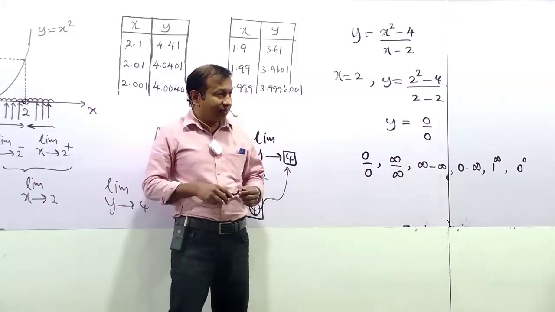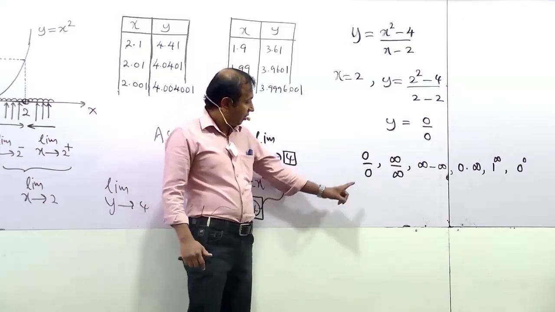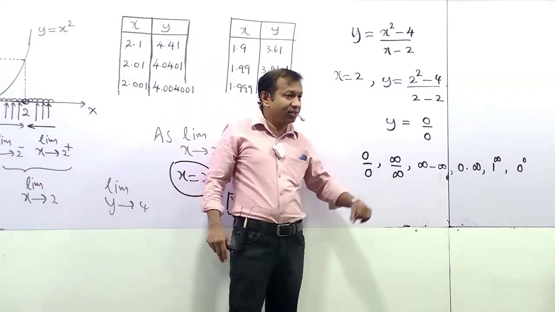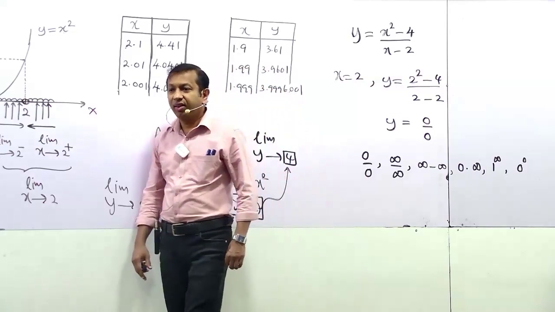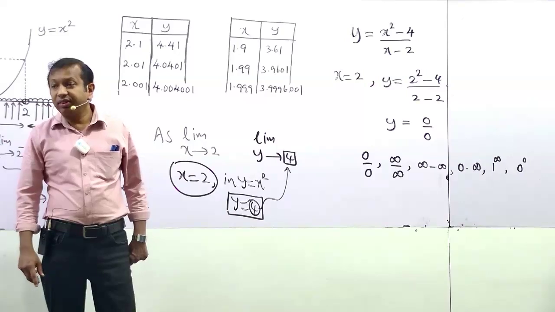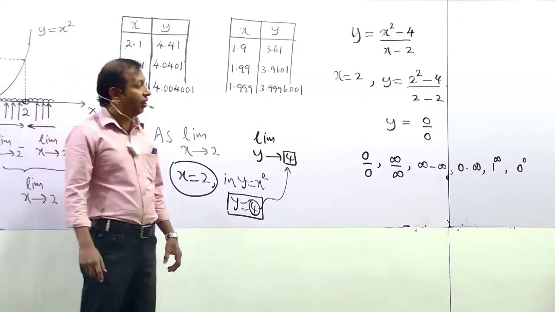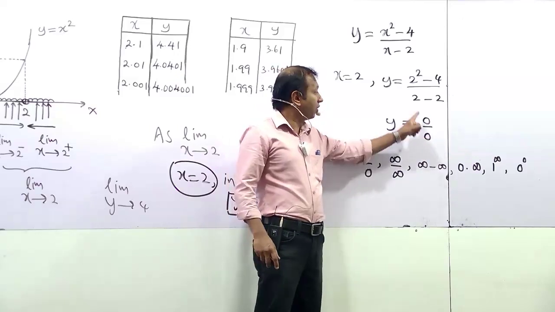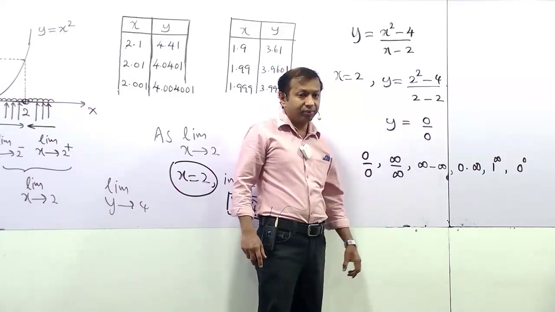If we get one of these answers for any simplification by the direct substitution of that x value, we can't find out the y value when x equals 2 here.